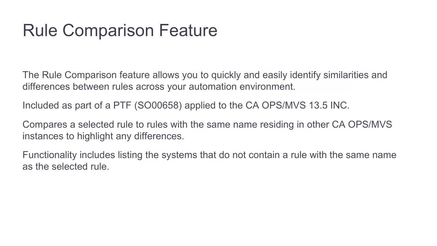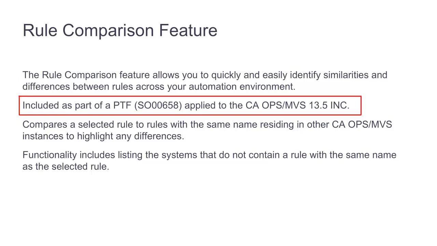The new rule comparison feature of MTC-A allows you to quickly identify both similarities and differences between rules residing in different Ops MVS instances. This identification can help you ensure consistency in your enterprise-wide automation environment. This feature is available as a PTF to the CA-Ops MVS 13.5 incremental release.